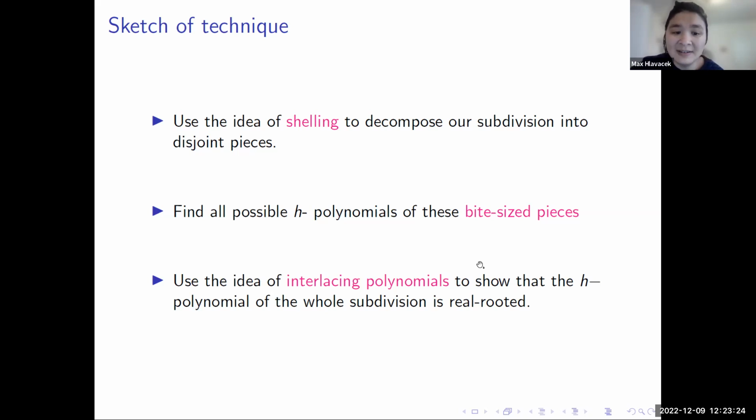Next, we are going to find all possible h-polynomials of these bite-sized pieces. Since we're thinking about a specific subdivision of a specific type of polytope, we can do that in this case. And then lastly, we are going to use the idea of interlacing polynomials to show that the h-polynomial of the whole subdivision is real-rooted.